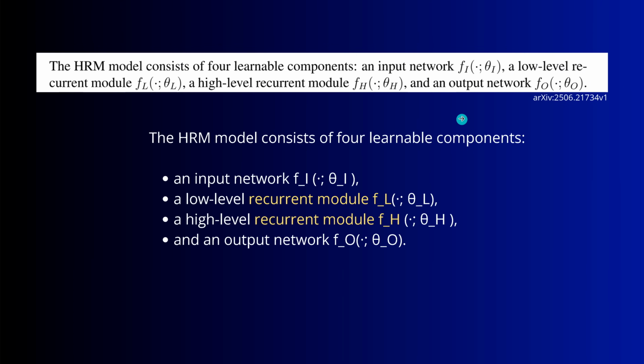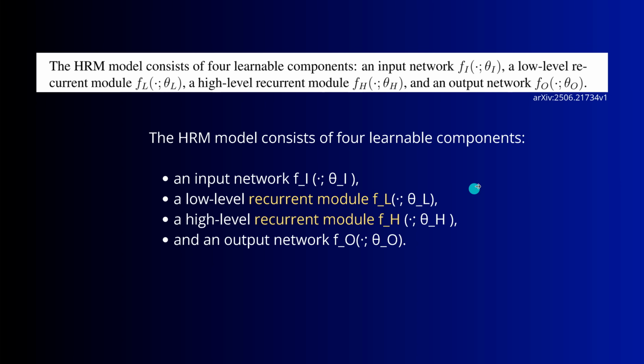Now, the basic idea is relatively simple. You have 4 learnable components. You have an input network and an output network. Great. And we will talk about the functionality of both. And in the middle, the main workhorse, you have a recurrent module for low-level computation and a recurrent module for high-level computation. We just talked about modules in a sequence for a path in my last video, so you are familiar if you have seen my last video about the module thematic.